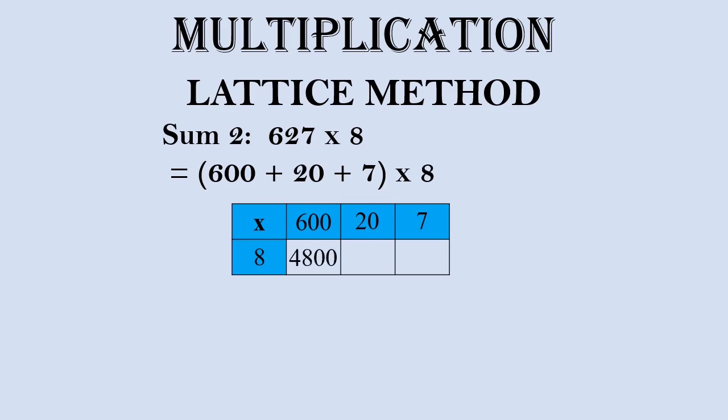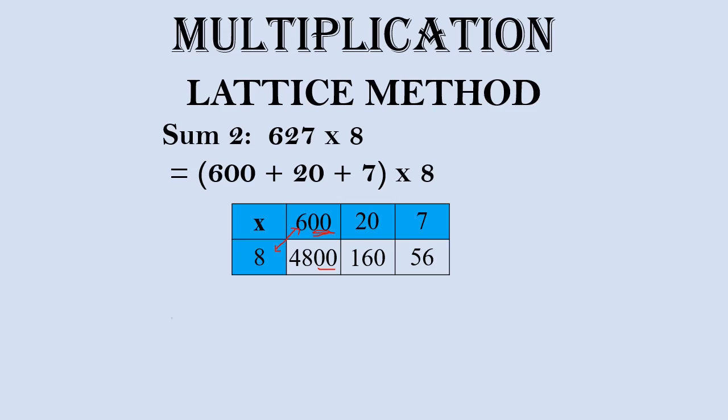So 8 6s are 48, and there are 2 zeros in the number. 8 2s are 16, and there's 1 zero with the number. And 8 7s are 56. I told you in the previous video that all you need to do is just count how many zeros are there and put the zeros over here. Then you just have to multiply the single digit numbers. So you can multiply 8 by 6 or 6 by 8, whichever you feel comfortable.